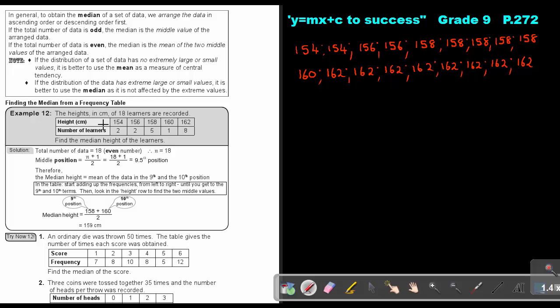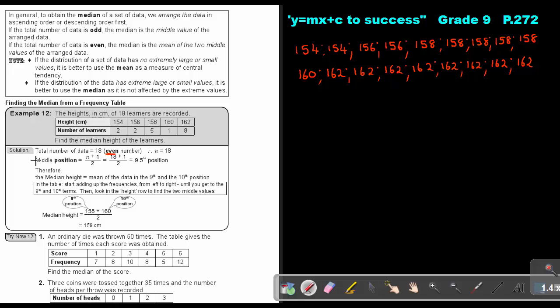Now, it's just recorded in a table, and this makes it difficult to find. If it was like this, it was very easy. But I'm just going to use this to help you, because usually we put it in a table if the learners, say for example, are extremely many, so 100 learners, then it will be very difficult to write it out. Okay, so the total number of data is 18. Now you must notice that it's an even number. So there will be 2 in the middle.